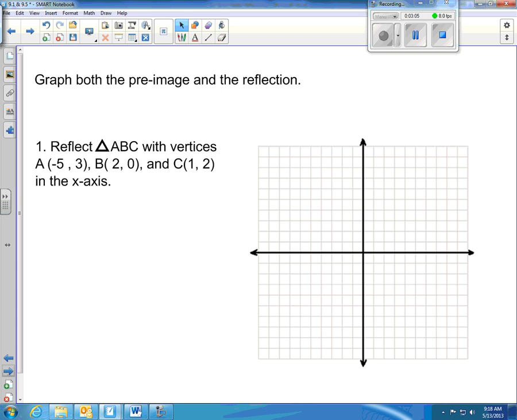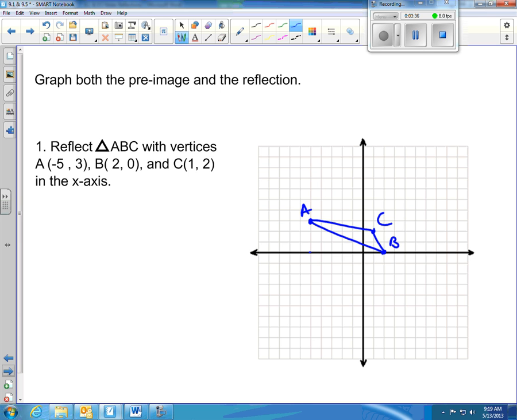And let's graph both the pre-image and the reflection. It says reflect triangle ABC with vertices A at -5, 3. So we're going to go -5, 1, 2, 3, 4, 5, up 3. And we're going to label that A. B is at 2, 0, so we go over 2 at 0. And C is going to be 1, 2, so over 1 and up 2. So this is C. So our triangle is going to look like this.